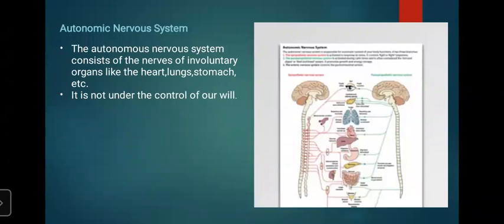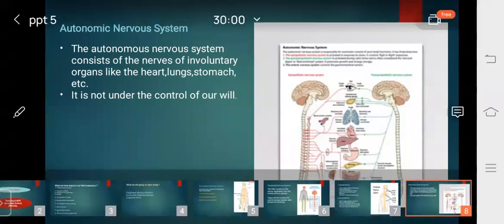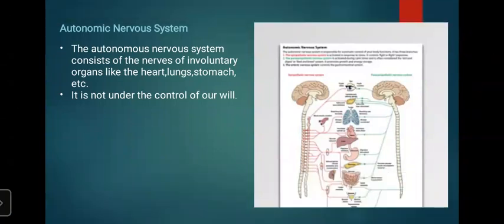So you can see in the picture eyes. So eyes are there. Then we can say about lungs, heart, liver, stomach, pancreas, small intestine, large intestine, and all these are certain involuntary actions inside the body, and it is not under our will.